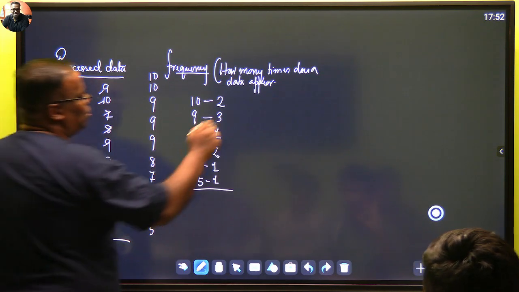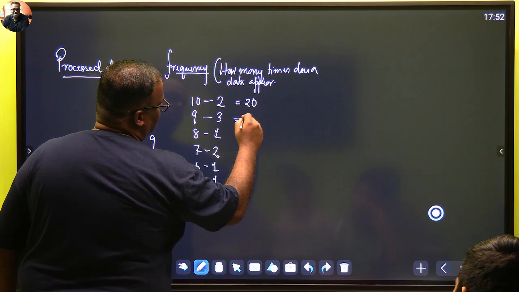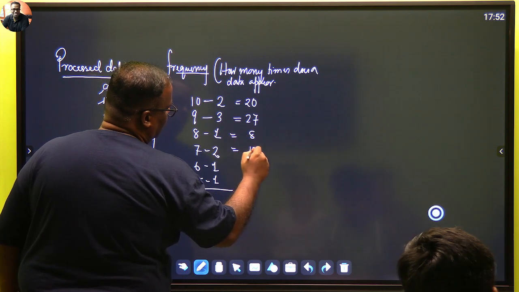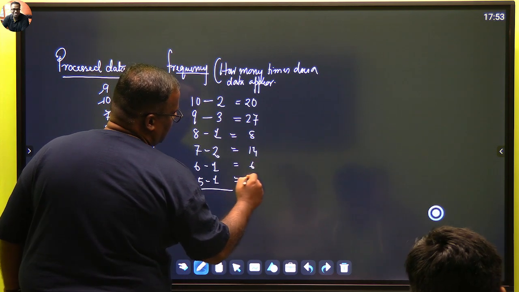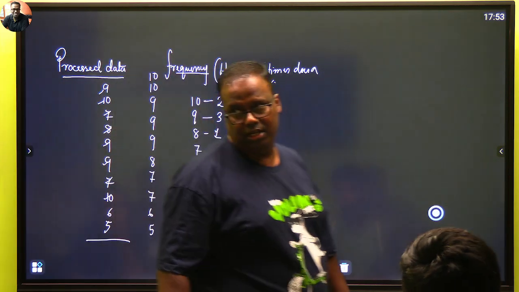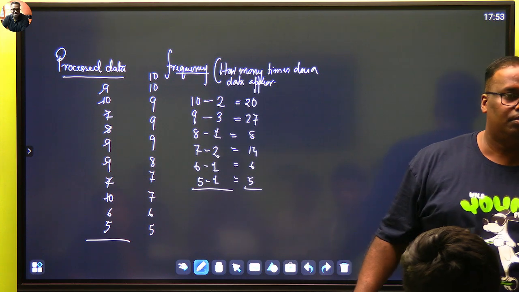Now let's say we process their product. How much is it? 20. Then 27, 8, 14, 6 and 5. I don't think there is any easier way manually to do the addition. One more way: the maximum is 10, right?